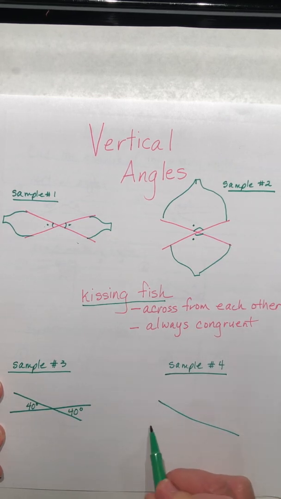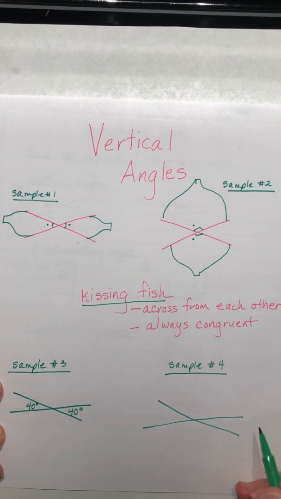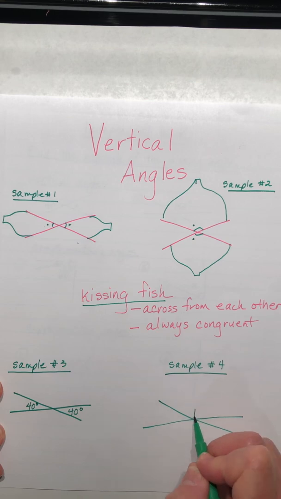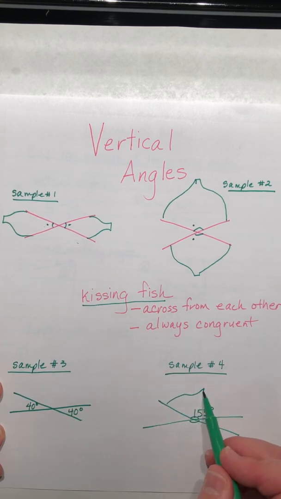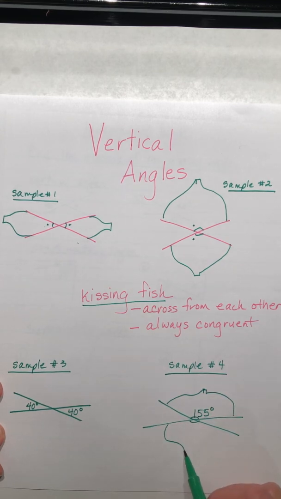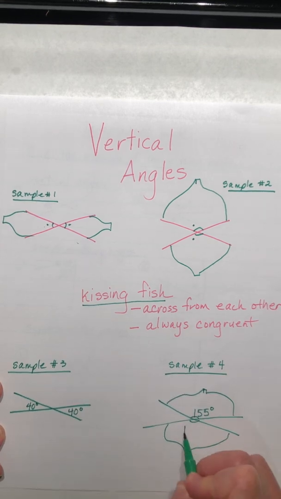Let's look at a top and bottom pair. Oops, my line's not very straight, but that's all right. Let's call this one 155 degrees. So the question actually is, which of these angles is the vertical angle to this one? If you're not sure, fill in the noses. You can see where those fish are kissing. Boy, my fish are getting uglier and uglier. So if this one is 155, this one is also 155.